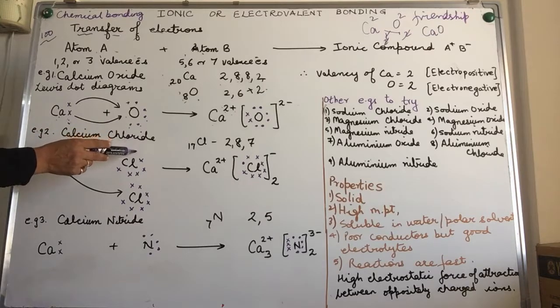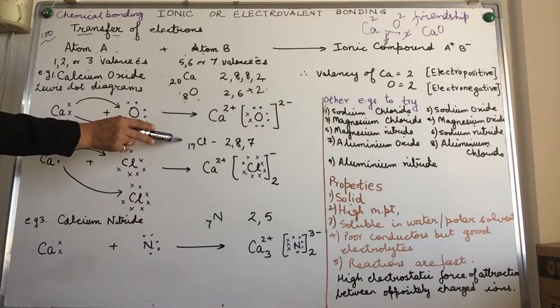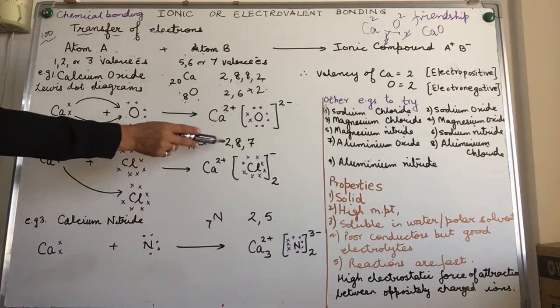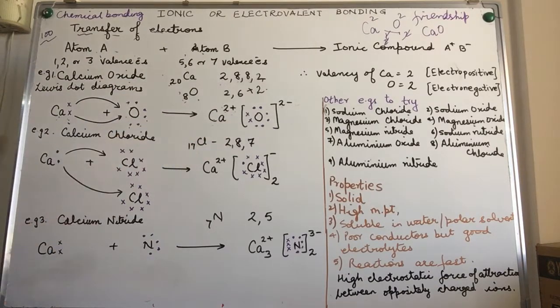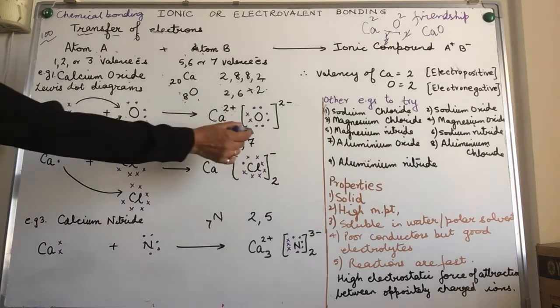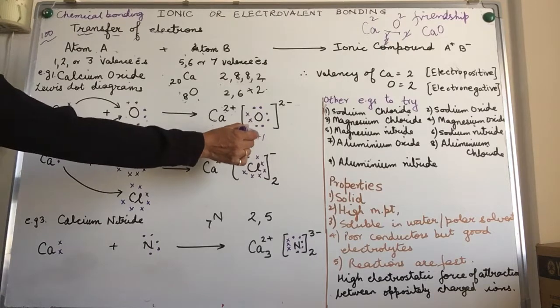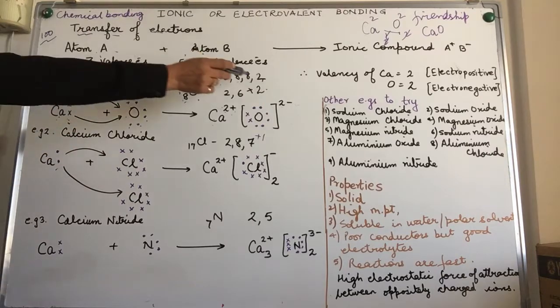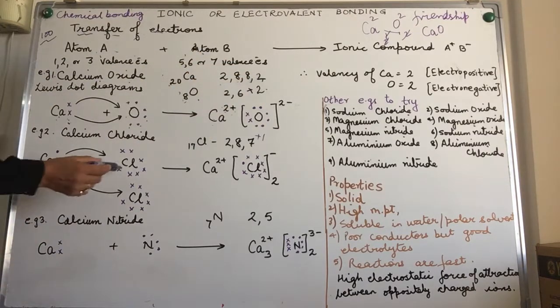Calcium chloride. Now calcium again, atomic number is 20, so 2, 8, 8 and 2. Chloride or chlorine, 2, 8 and 7. Now here, if you notice, chlorine needs only 1 electron in order to have 8 electrons in its valence shell according to the octet rule. But calcium needs to do away with 2. This chlorine says, I can only take 1.